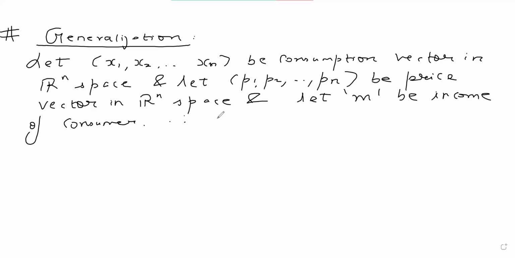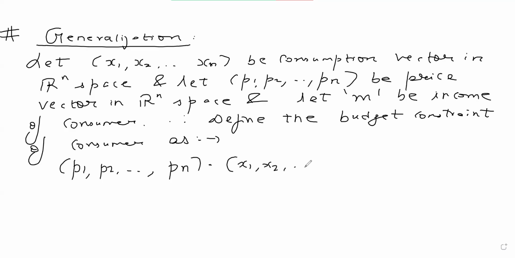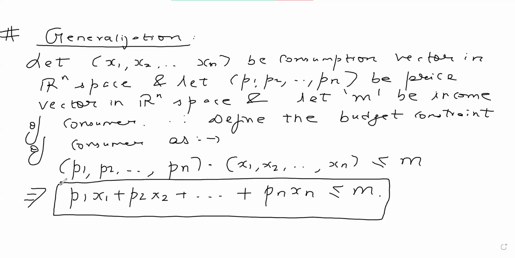So I can define the budget constraint of the consumer as the dot product of the price vector with the consumption vector has to be less than or equal to the income, which implies, since we know how to find the dot product, P1x1 plus P2x2 plus dot dot dot Pnxn less than or equal to income. This is in general the budget constraint of the consumer when we have n goods along with n prices.